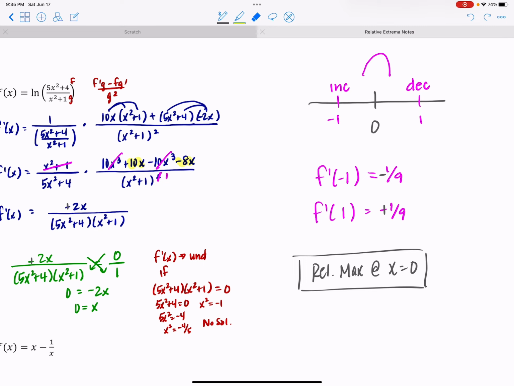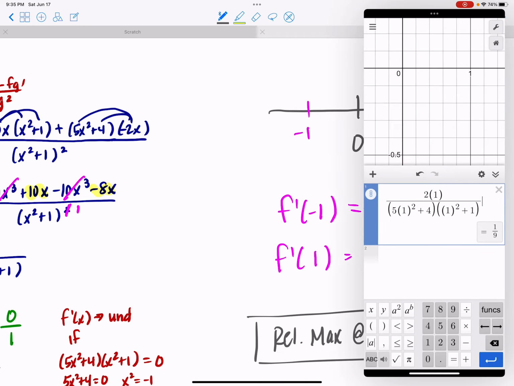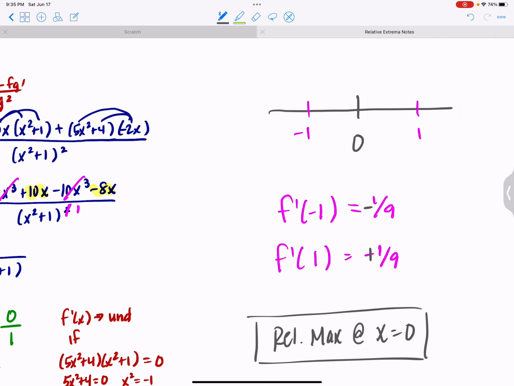the outputs when we plug in -1 and 1, and so this is not right anymore. Okay, so at -1 we get the -1/9, and at +1 we get the +1/9. So this one is, I am so sorry, this one's decreasing, this one's increasing, so this is going to be a minimum.